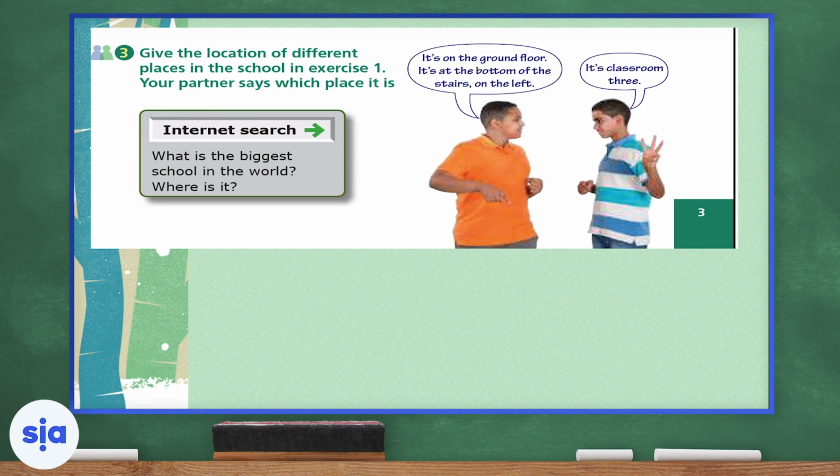Now we're going to go to exercise 3. We will give the location of different places in the school.